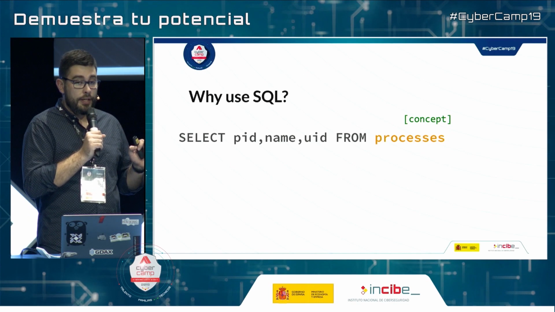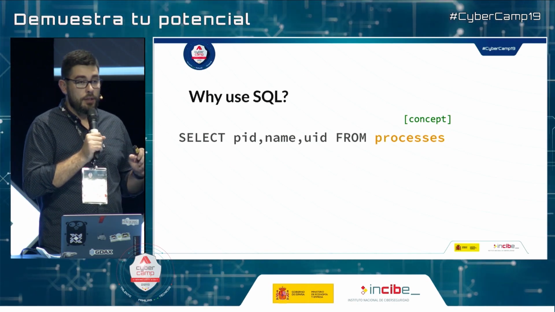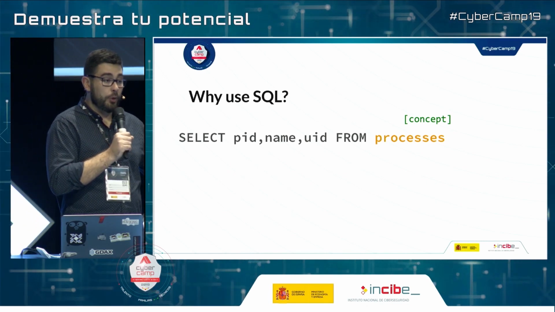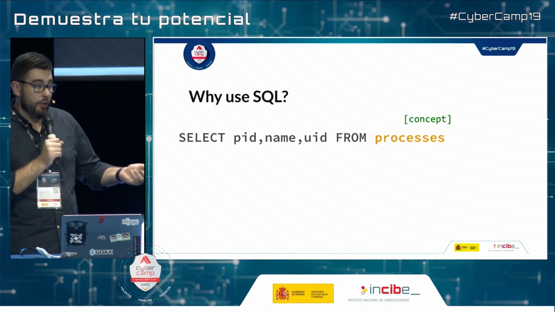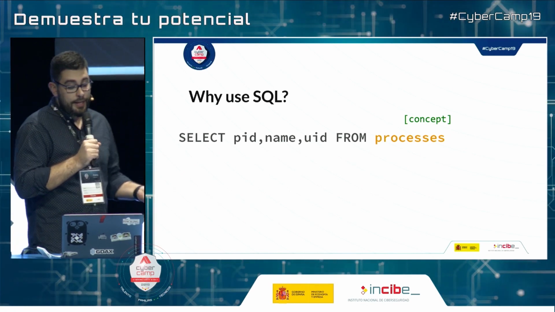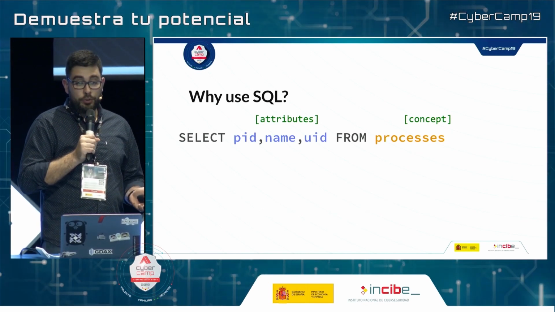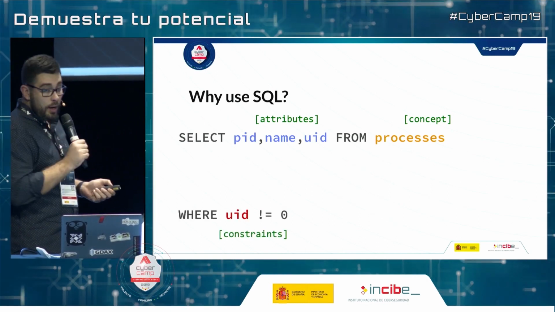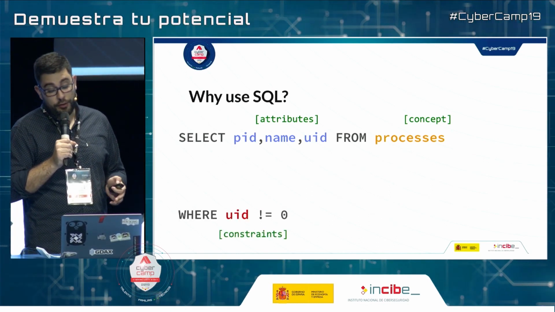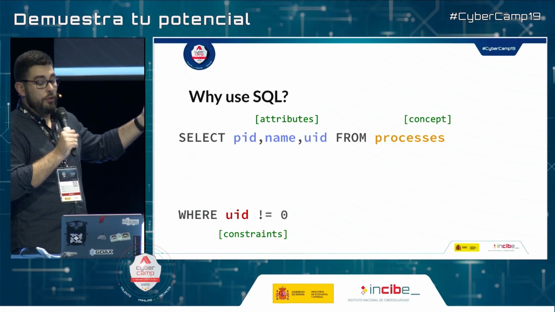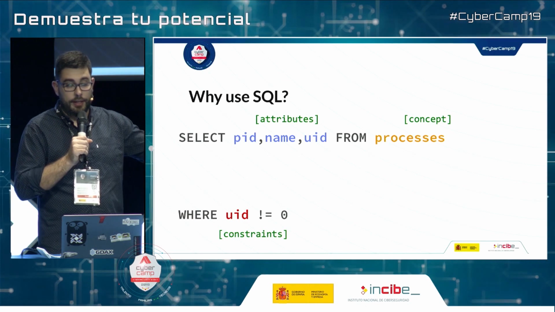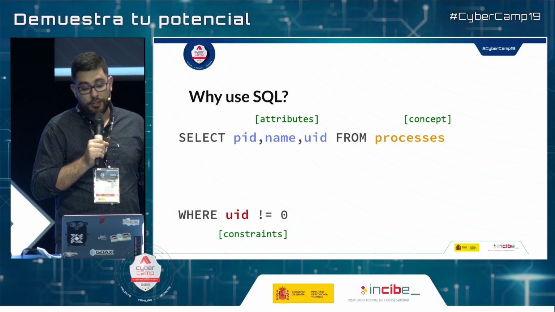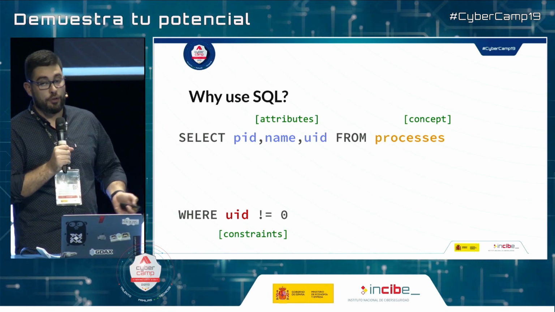Let's take a look at an example here. The main concept is tables, executed in each operating system, and we're going to get the information here. This is the table from which you take some attributes, that is, the columns that you'd like to take from the table. You apply some filters or constraints. For example, I'd like the PID, the name, and the UID from the processes where the UID is different to 0.